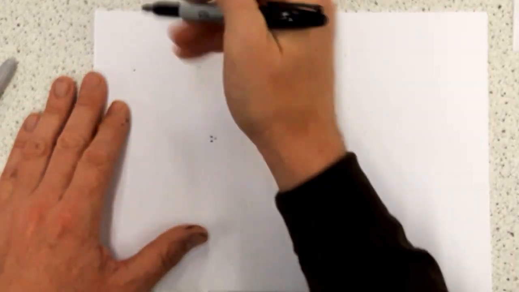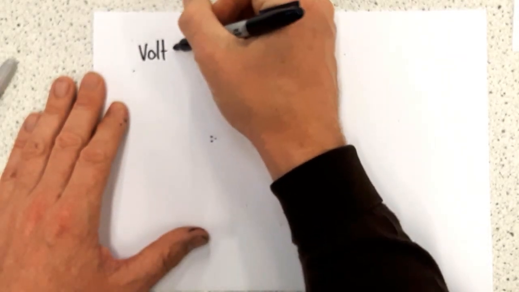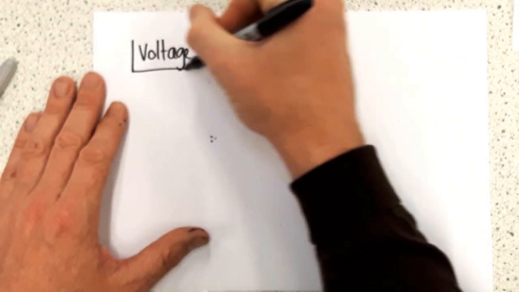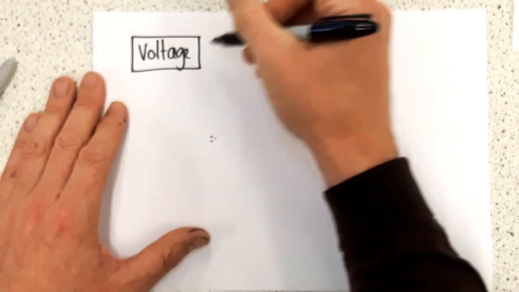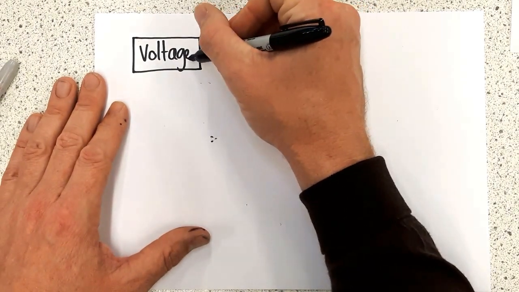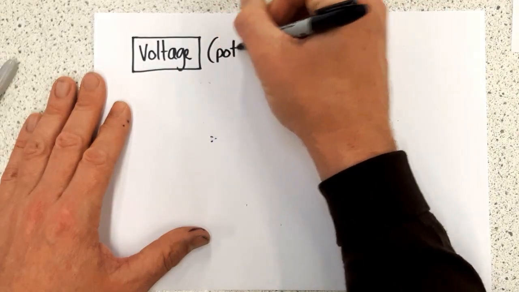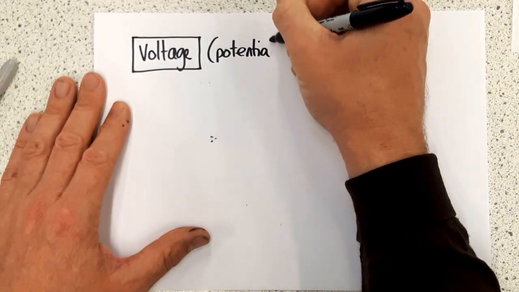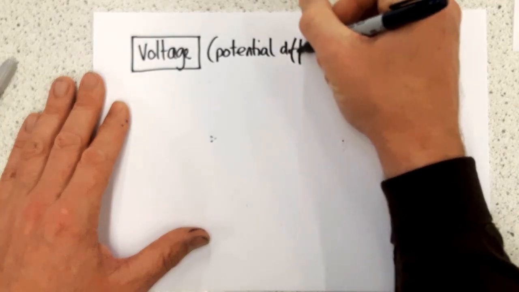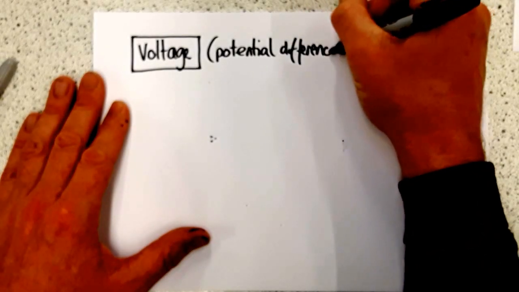Now, voltage. We are going to later define this as something slightly different, but for now we're going to call it voltage. Later on we will call it potential difference, or PD, but for now we'll just think of the idea of voltage from a battery.